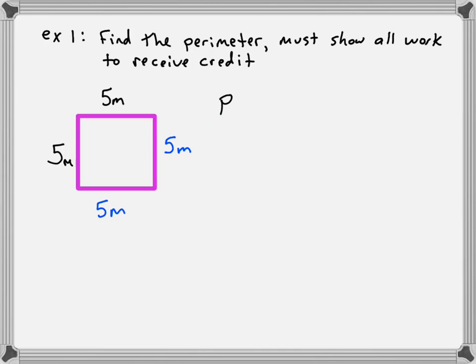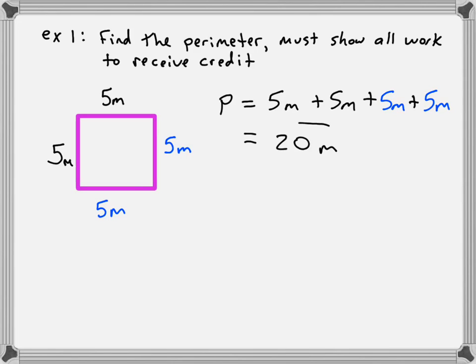Remember, perimeter P is equal to add up all four sides. So we have a 5 meter plus another 5 meter plus another 5 meter, and finally plus one more length of 5 meters. If we add this all together, 5, 10, 15, and 20, we have 20 meters for the perimeter of this square. Let's look at another example.